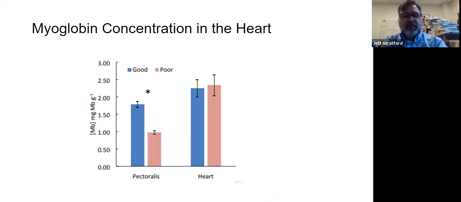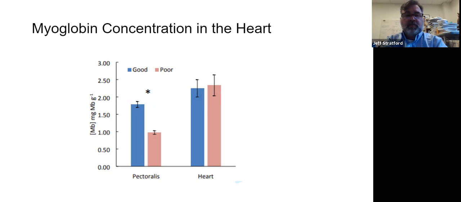I have a collaborator, Brian Rourke from California State Long Beach, and I was able to get him some muscle from some museum collections. Him and a graduate student, Kelsey Condell, looked at myoglobin concentration in the heart and in the pectoralis, and found that in the heart there's no difference between good flyers and bad flyers. So, similar concentrations. However, in the pectoralis muscle, which is the major flight muscle, good flyers had much higher concentrations of myoglobin than the poor flyers, which had overall much lower concentrations of myoglobin.